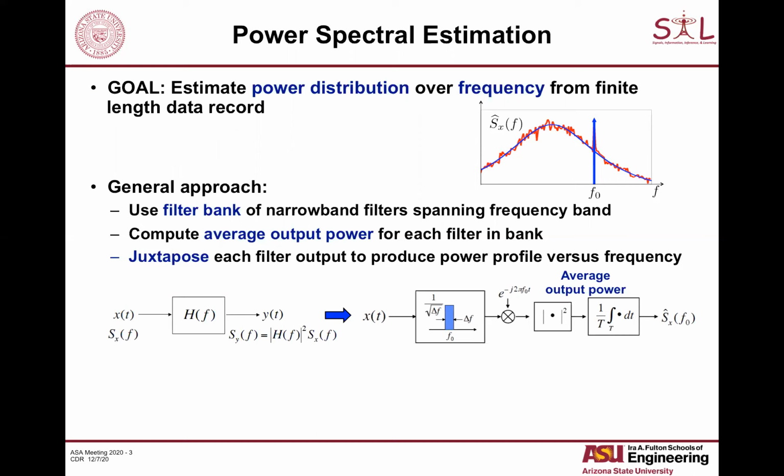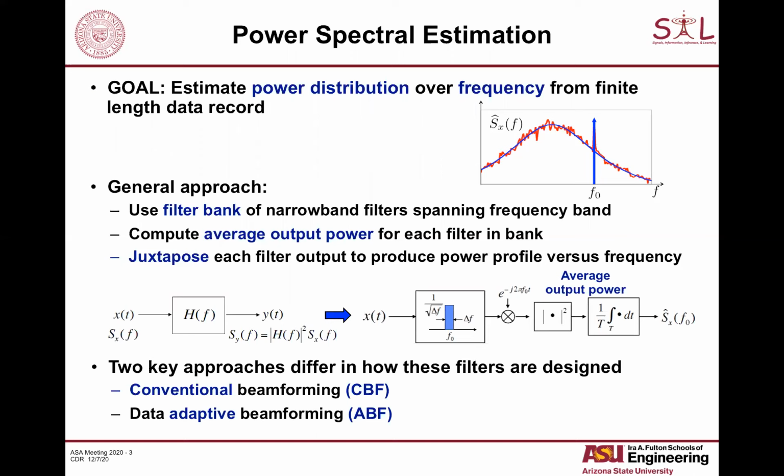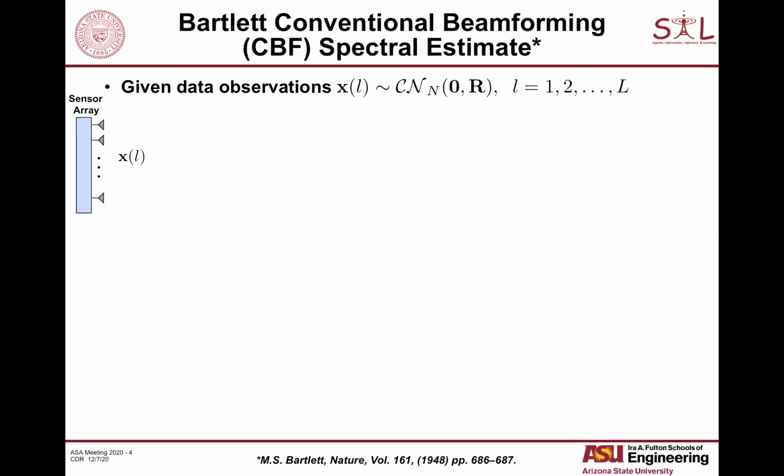And so historically, two approaches have emerged that differ essentially in how you choose these filter weights. One is conventional and the other is adaptive. This talk will focus on spatial power spectra for sensor arrays.